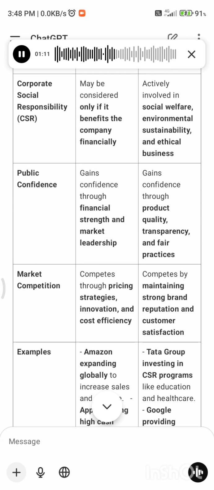Public confidence: gains confidence through financial strength and market leadership. Gains confidence through product quality, transparency, and fair practices. Market competition: competes through pricing strategies, innovation, and cost efficiency. Competes by maintaining strong brand reputation and customer satisfaction.